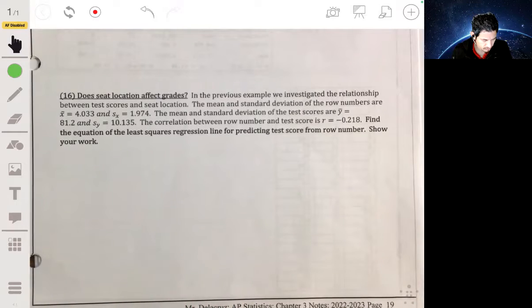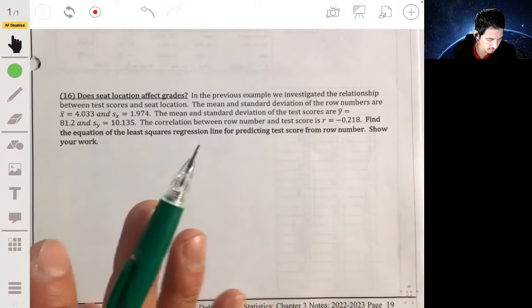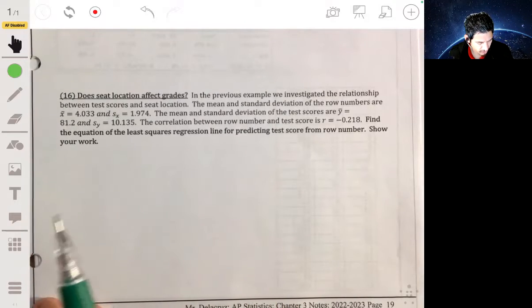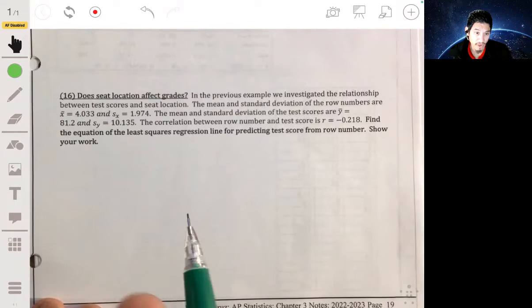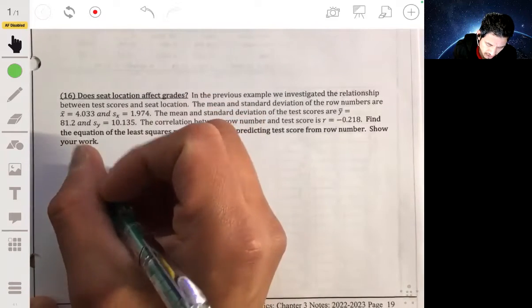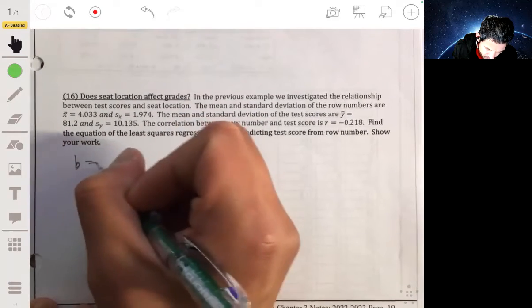Show your work. All right, so when you're going about it this way, you're going to need to find the slope first, because in order to find the y-intercept, you need to have the value of b. So I'm going to go with b first. It usually makes it easier.